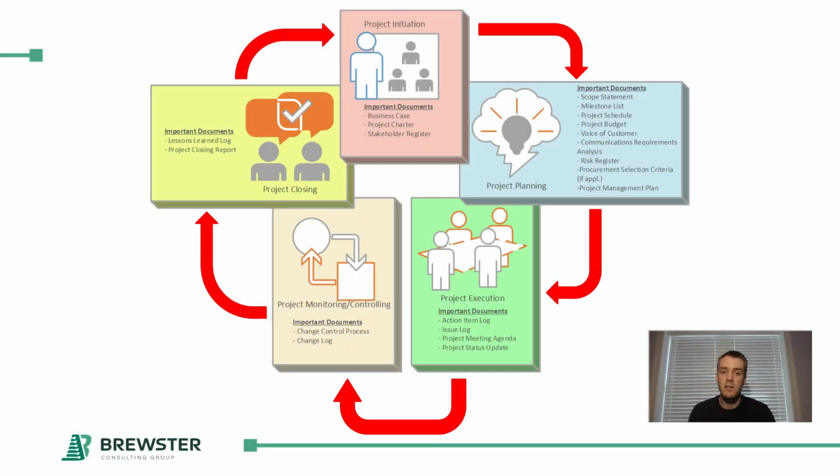So in our last video, just as a quick reminder, we talked about the 5 process groups of any organized project: initiation, planning, execution, monitoring and controlling, and closing. If you follow an appropriate project management methodology, within each of those process groups, there are going to be documents or artifacts that you can use that'll help your project stay on time, on budget, and within the established scope. So let's talk about a few of those artifacts.